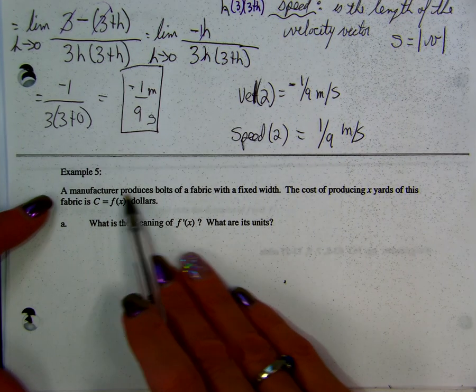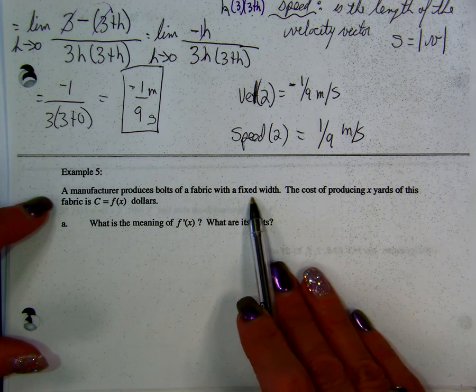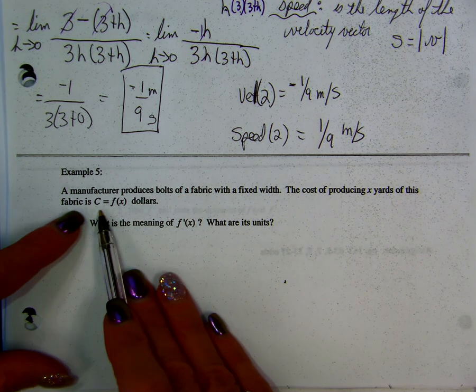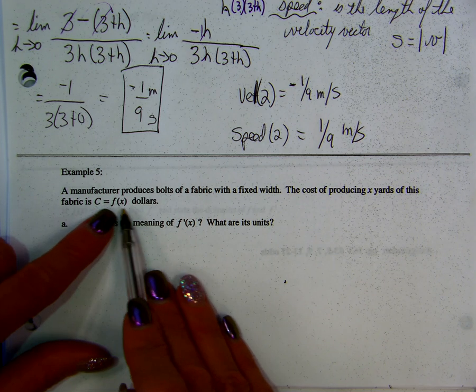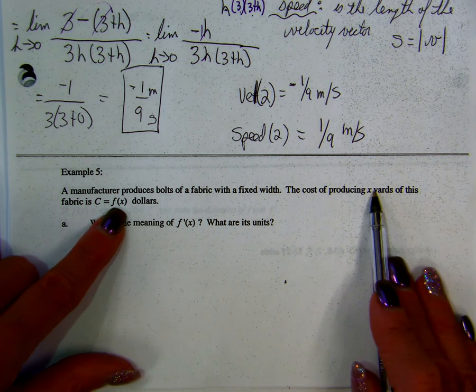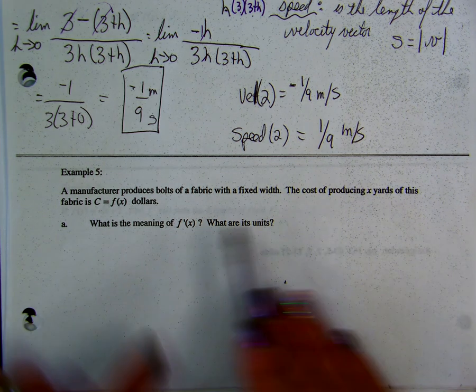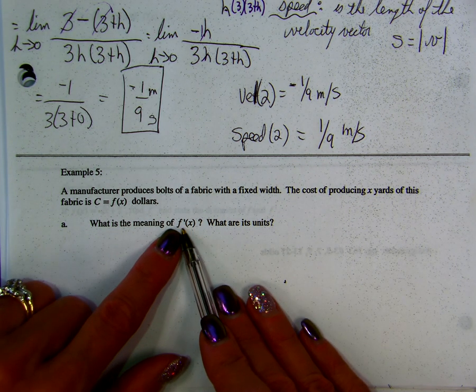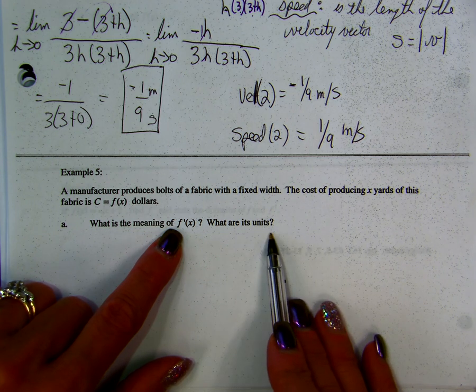So a manufacturer produces bolts of fabric with a fixed width. The cost of producing X yards of this fabric is some function of X, X being the number of yards. So then what is the meaning of F prime at X, and what are its units?